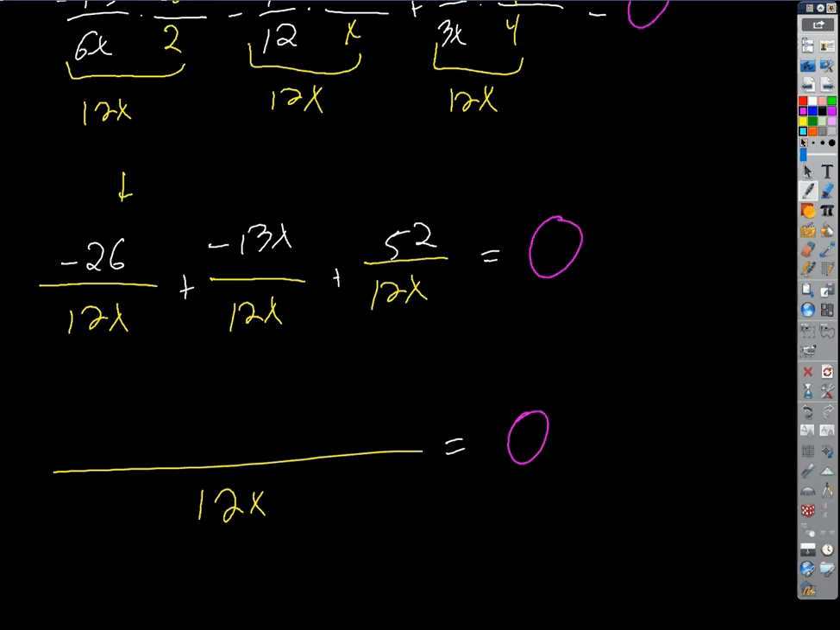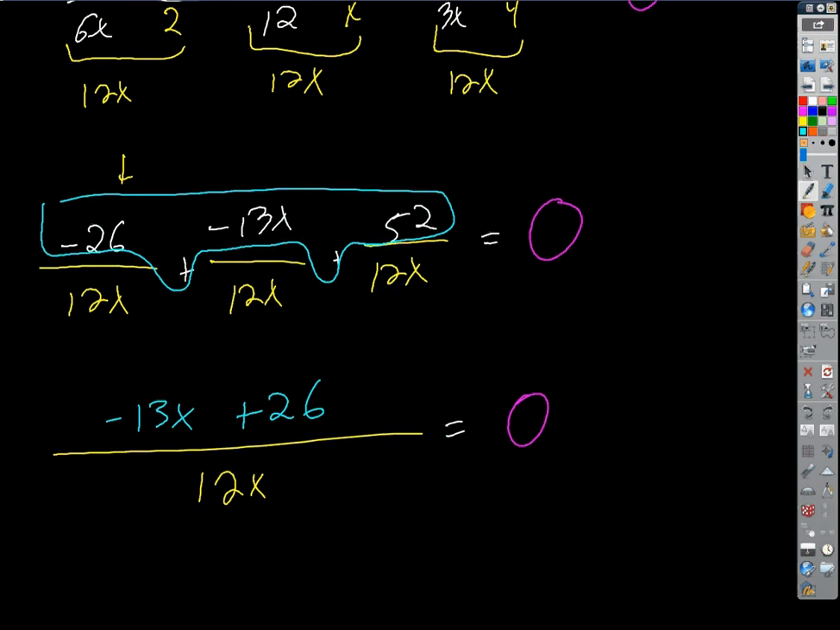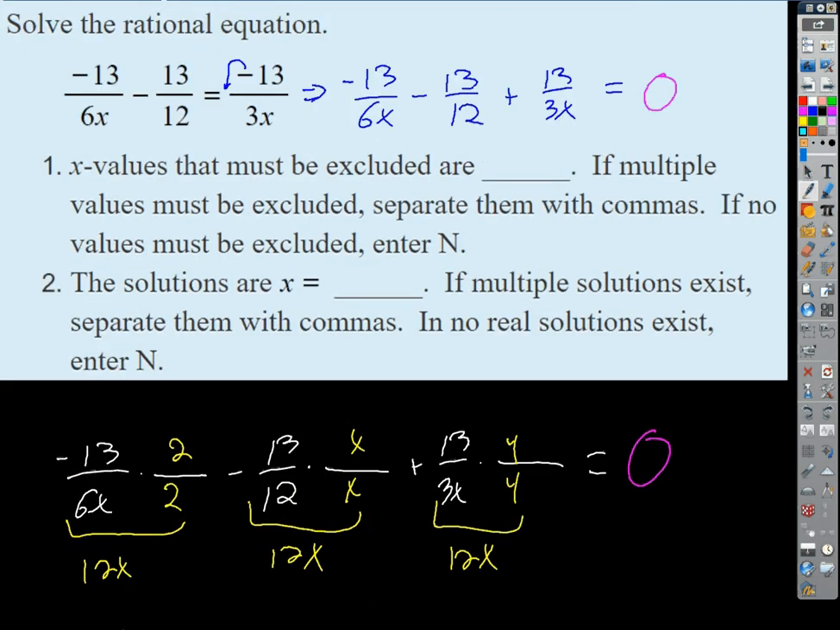Well, what goes on the top? Here's my common denominator, so the top has to include everything that's being added and subtracted all the way across the top, right? So let's just combine those like terms. So I get negative 26 minus 13x plus 52. So that leaves me with a negative 13x as my x term. Negative 26 plus 52 is what? 26. Plus 26. Okay, so then look, we accomplished it now. Look what we just did. We got this whole equation written as one fraction being equal to 0.